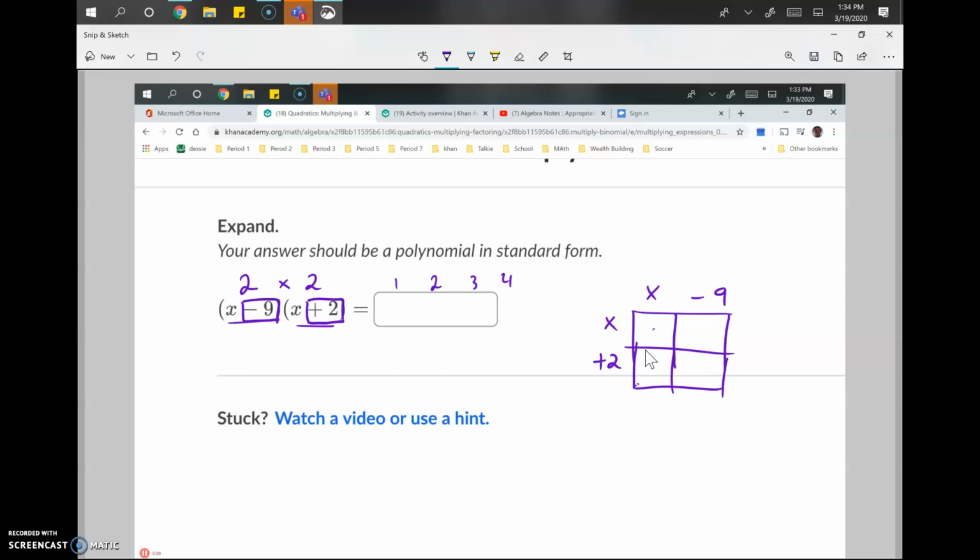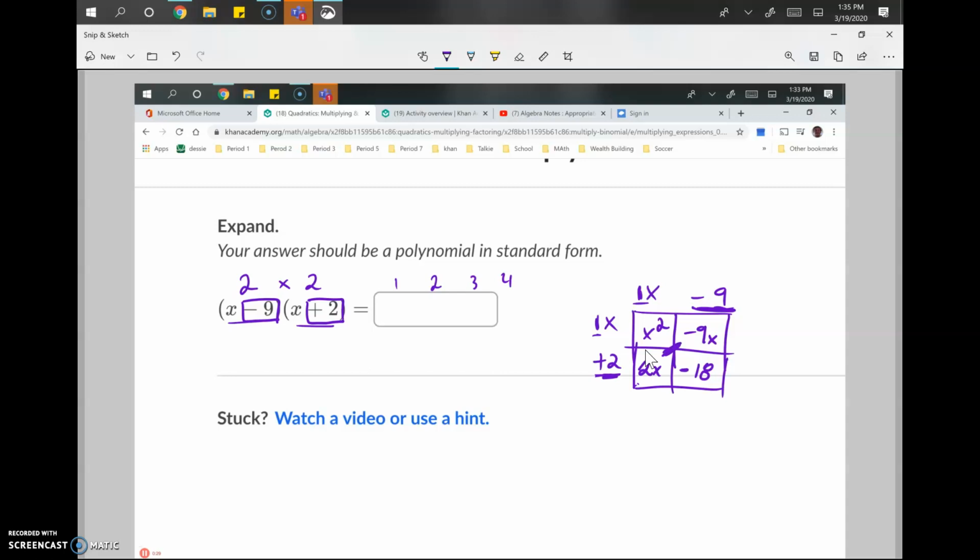We know the top box is x squared. X times x is x squared. And we know that these are 1s. So we've got 1 times negative 9 is negative 9 times x. Then we've got 1 times positive 2 is positive 2 times x. And then the final box is positive 2 times negative 9 is a negative 18. And I would use the calculator to verify all of this stuff.